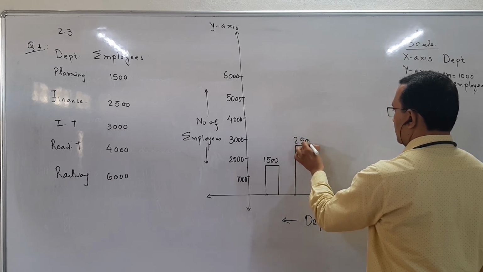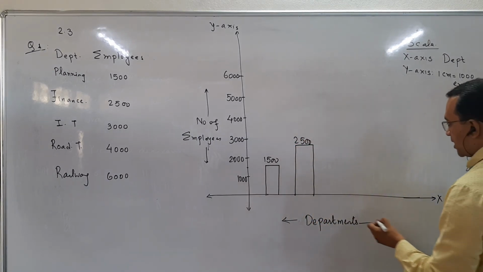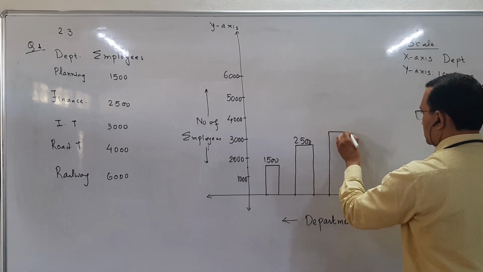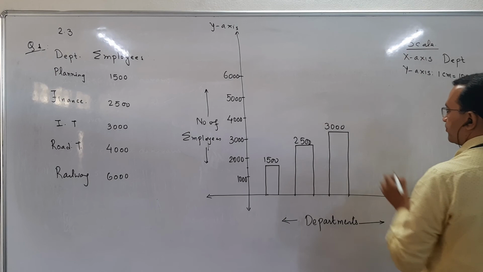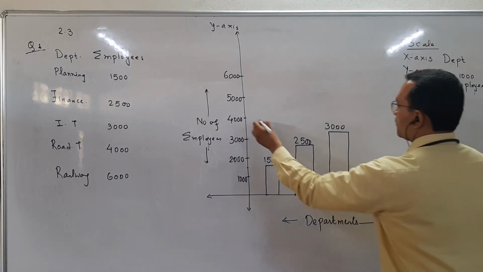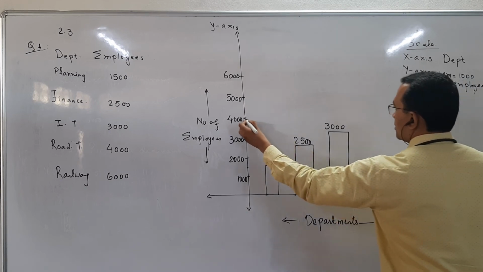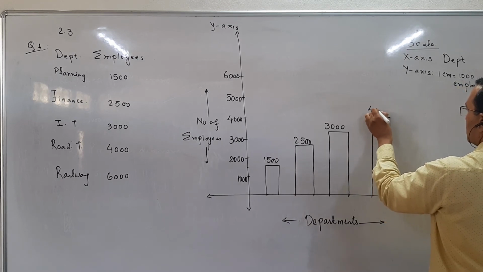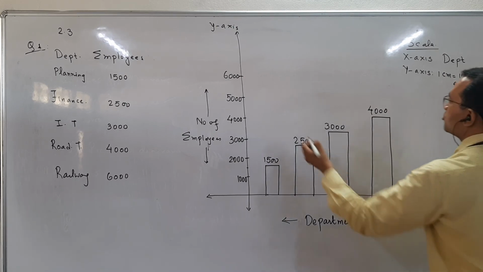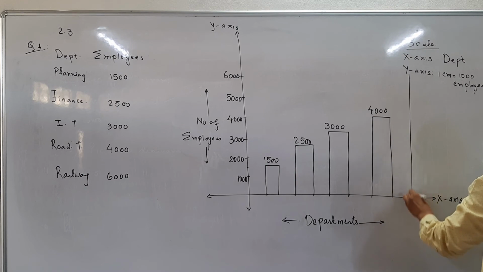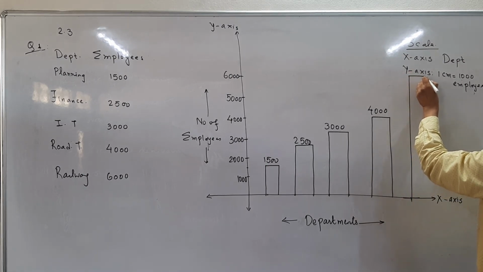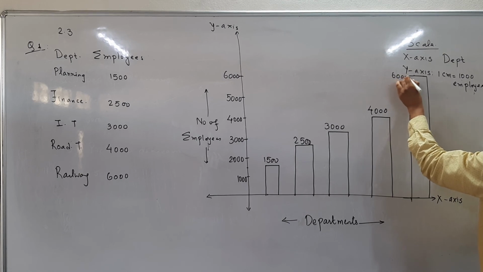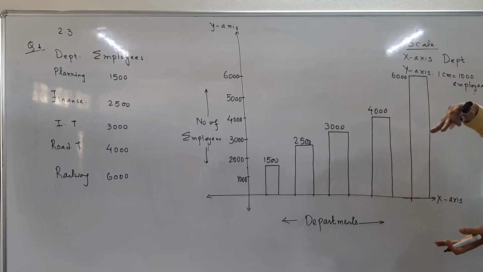Right here, 2500. Then 3000 again, leave 1 box. Exactly 3000. Right here, 3000. Then 4000 for road. Again leave 1 box. Right here, 4000. Again leave 1 box and 6000. I may not be able to draw very perfectly, students, because my scale is not available, but here on the top it is 6000. Now we write vertically in the graph.